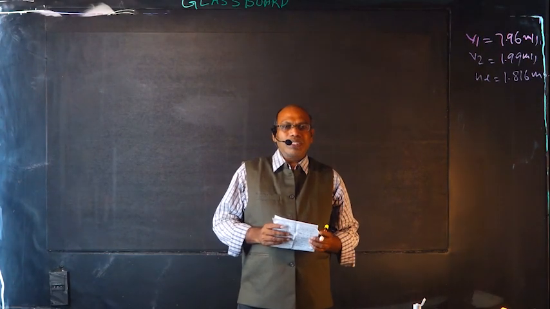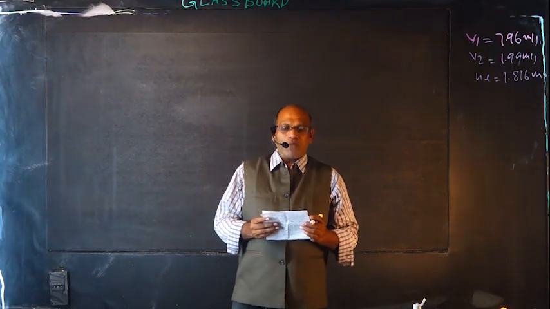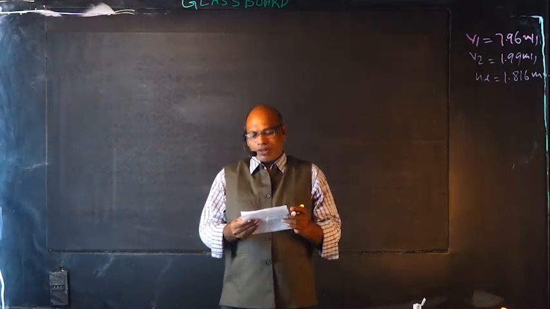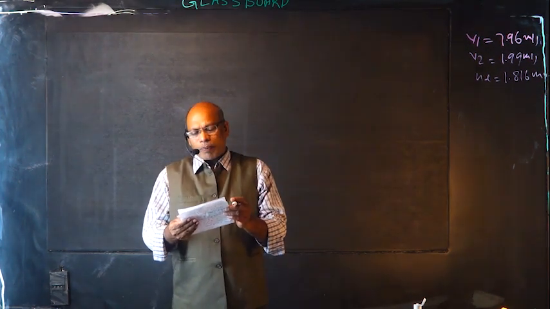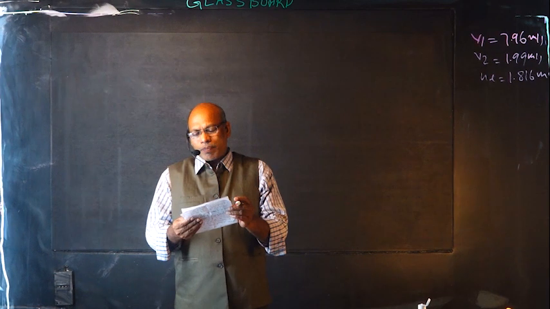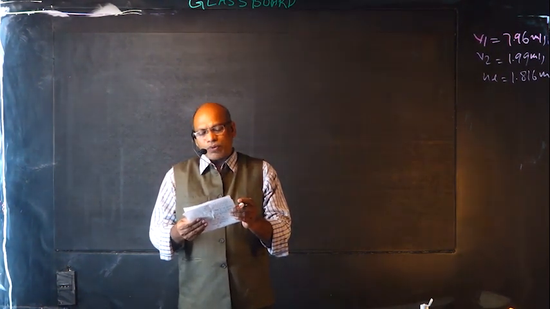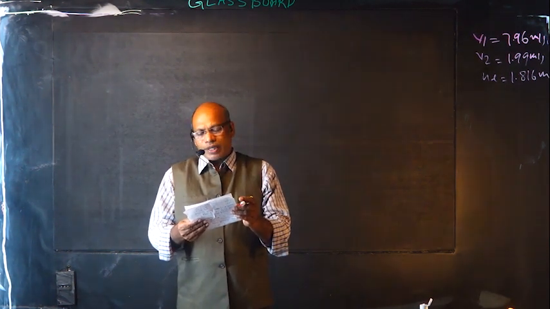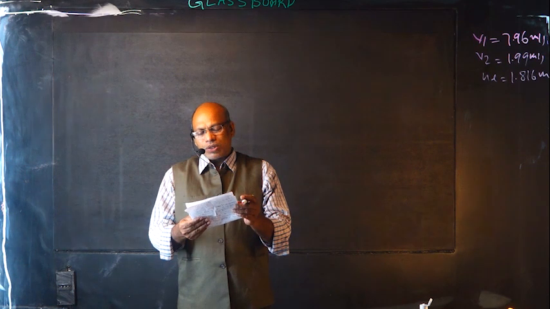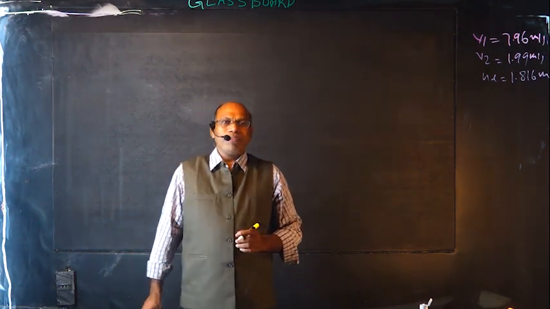Today we are going to discuss some problems related to minor losses. First problem, please note down. Find the loss of head when a pipe of diameter 200 mm is suddenly enlarged to a diameter of 400 mm. The rate of flow of water through the pipe is 250 liters per second. This is the given problem.